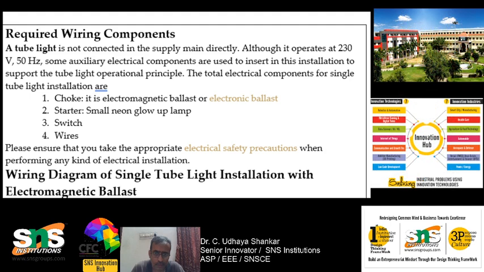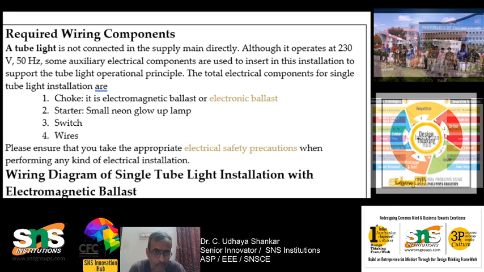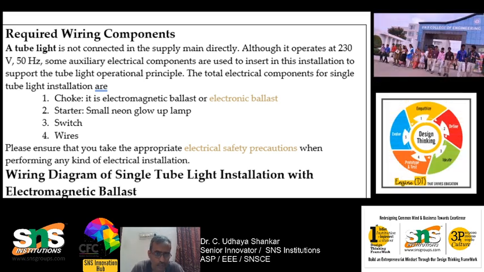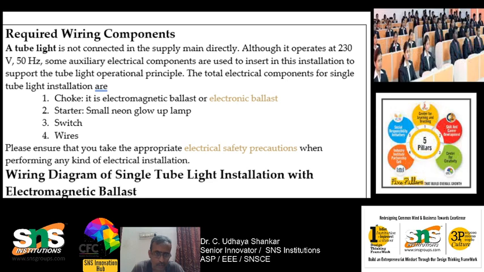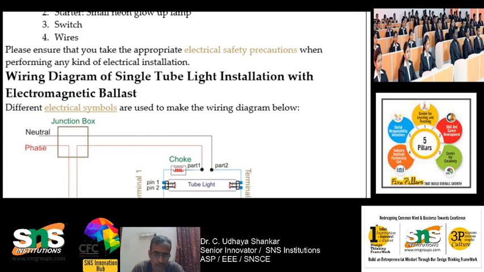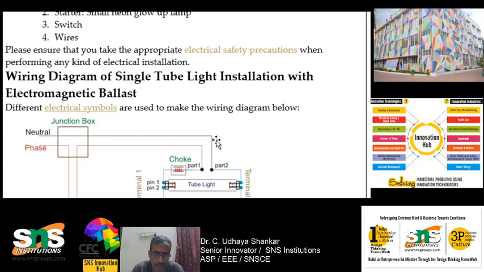So you can see that the tube light is not connected to the supply mains directly, although it operates at 230 volt and 50 hertz. Some auxiliary electrical equipment is used to support the installation and the tube light operation principle. Okay, so it has a choke like an electromagnetic ballast, a starter, which is a small neon glow lamp, and as well a switch and wires. So this is the connection. A detailed connection is shown over here.